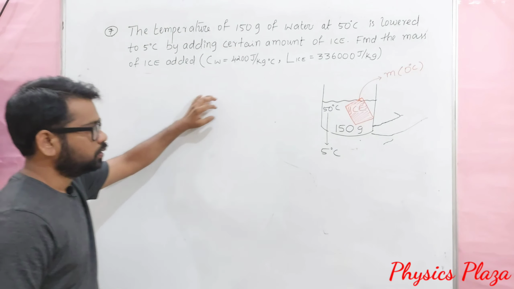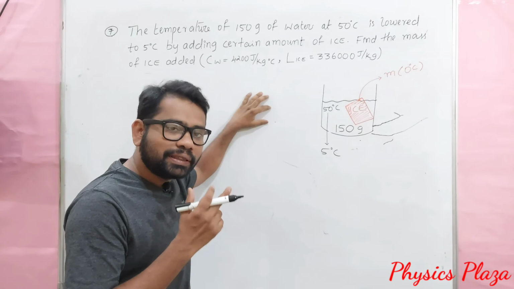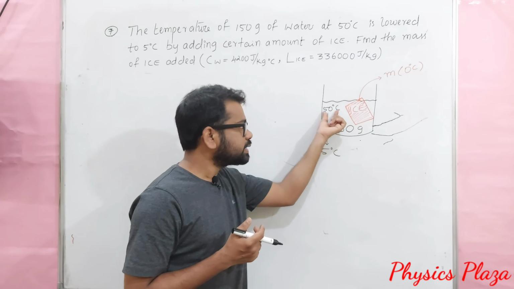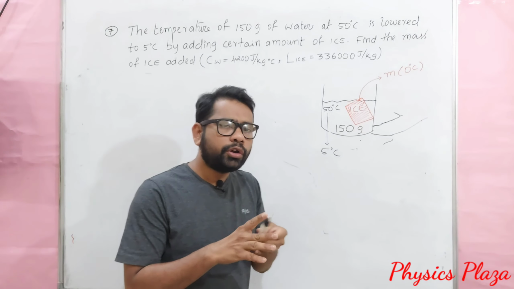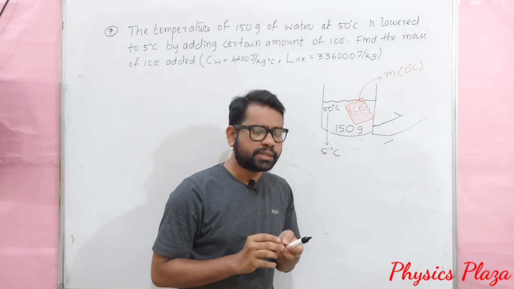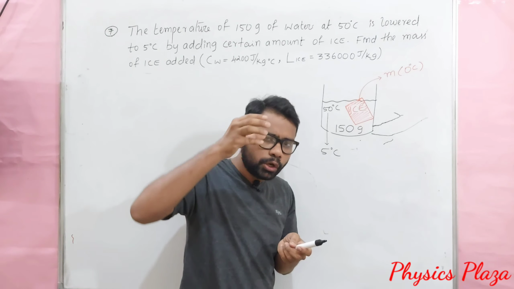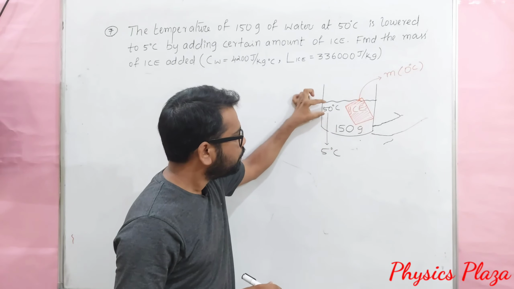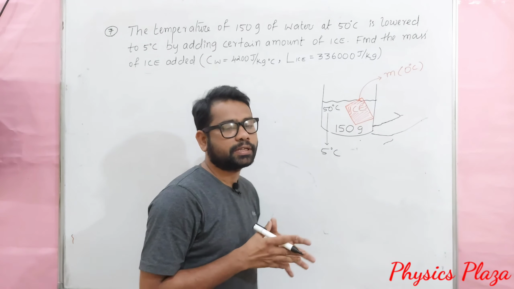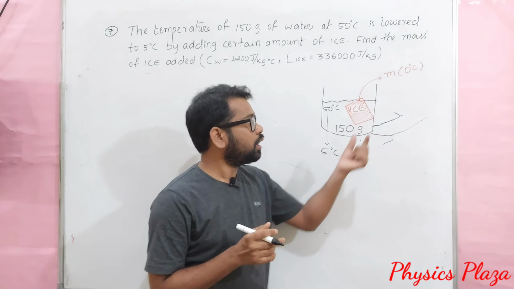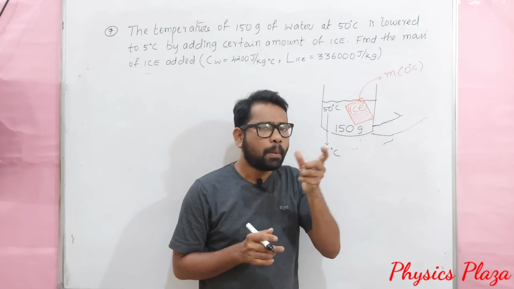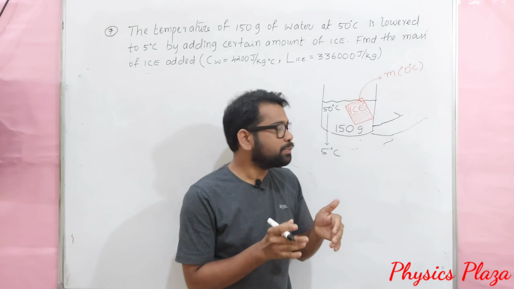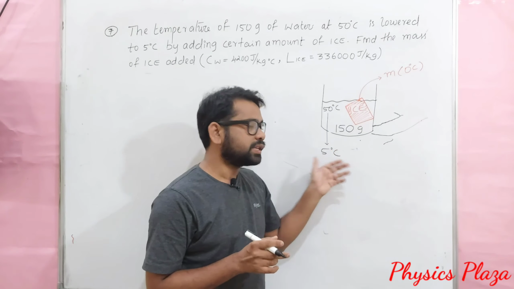Children, it is given that 150 grams of water is at 50 degrees Celsius. Now we are going to add some amount of ice at 0 degrees Celsius to the water so that the temperature of the water is reduced from 50 degrees Celsius to 5 degrees Celsius. Then they are asking us to calculate the mass of the ice added to the 150 grams of water to bring its temperature from 50 degrees Celsius to 5 degrees Celsius.